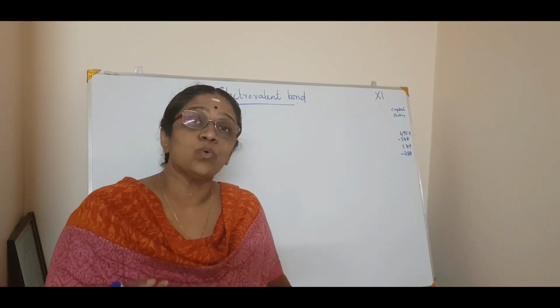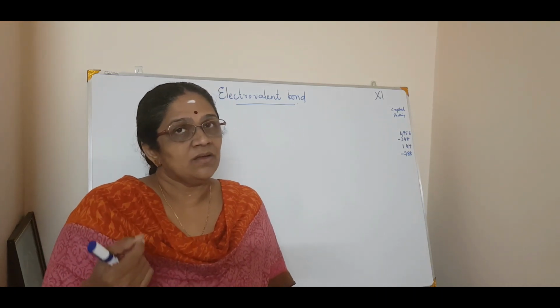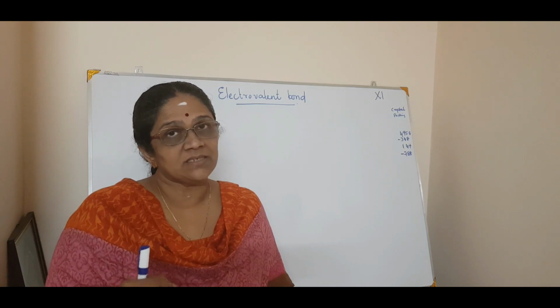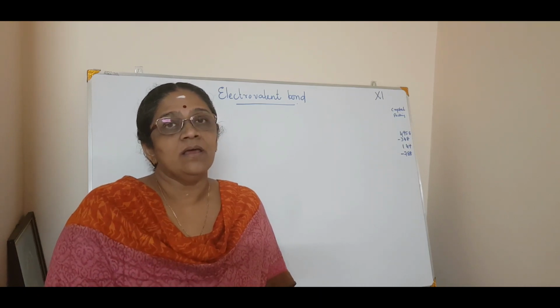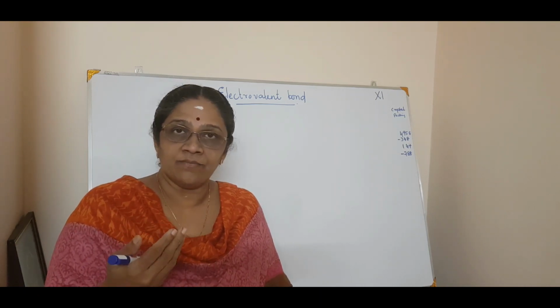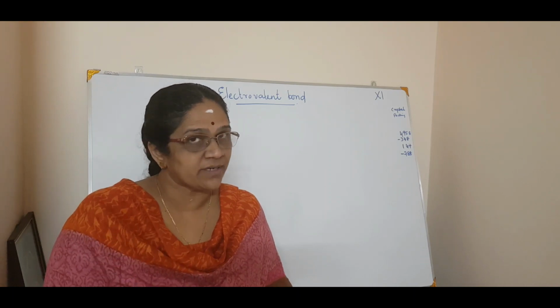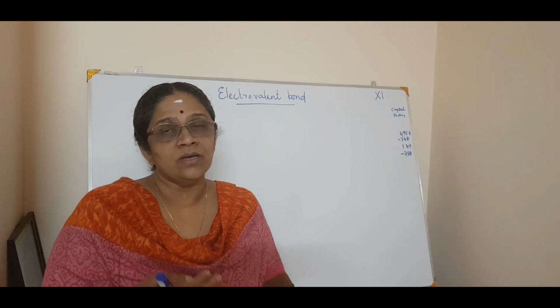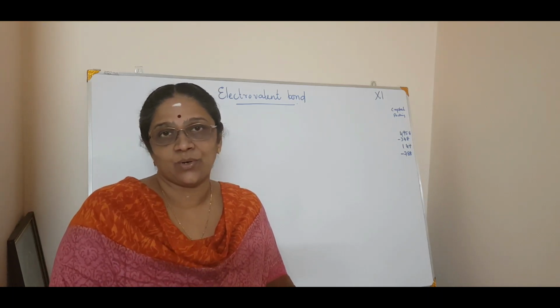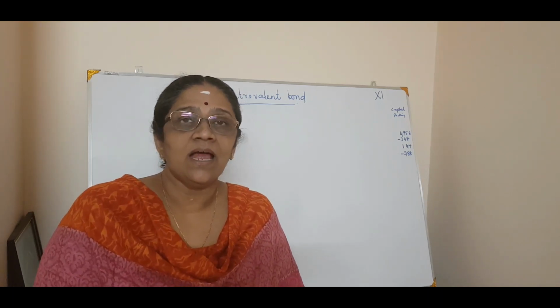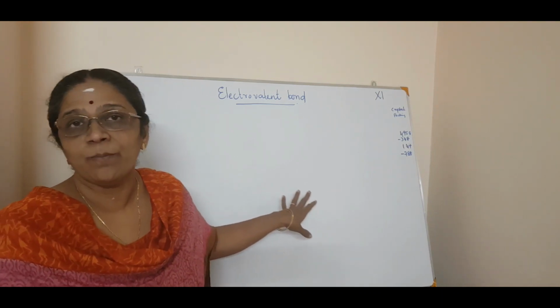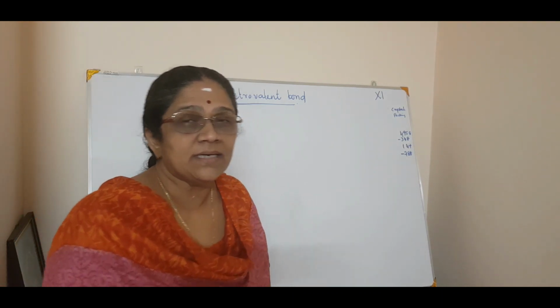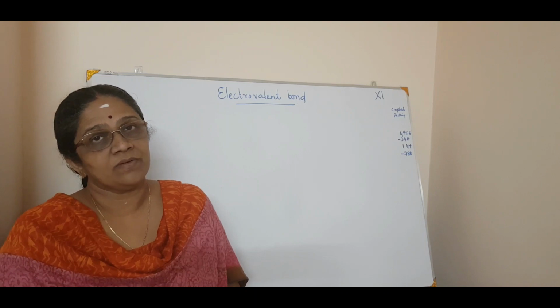So hope you are through with the formal charges. You know how to calculate the formal charges of a molecule if you are given. Then we have seen the limitations of octet theory: expanded, then odd electron molecule, then deficiency in the octet. So all we have considered. And now this is a very familiar, simple topic, that is electrovalent bond.